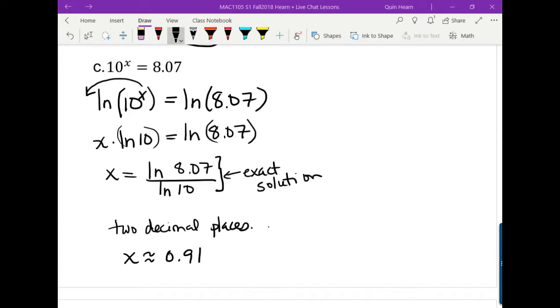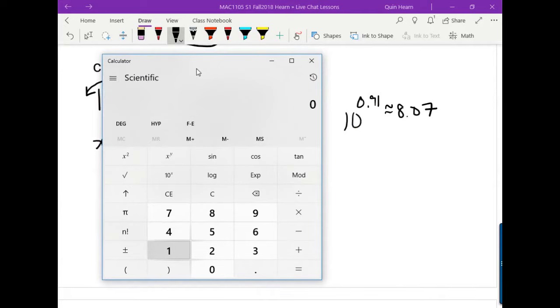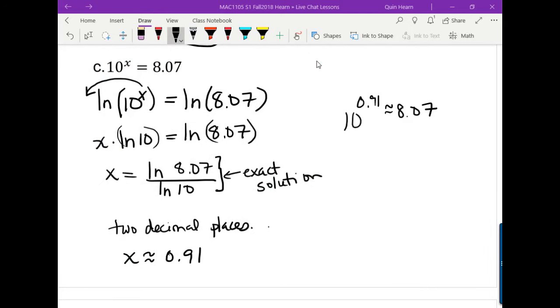Okay. And by the way, you should also be able to check if 10 to the 0.91 is approximately 8.07. It should be a little off because we rounded off our answer, but we can see if we're in the right ballpark. So let's check that. Is 10 to the power of 0.91, what does that equal? 8.13 is what we got. See, rounding off to the 0.91, we're off by that amount, but that's okay. This is an approximate solution. That's why the other one is the exact solution.